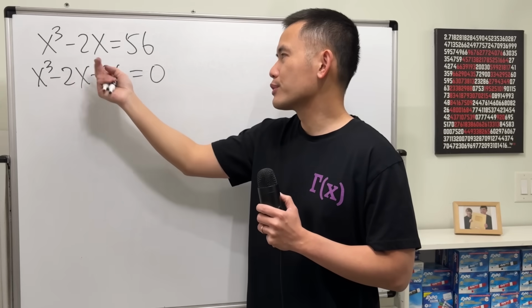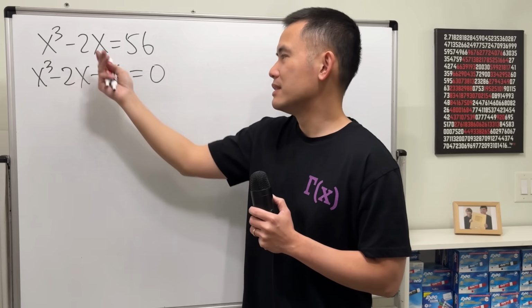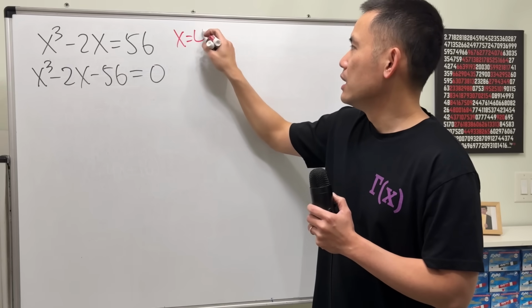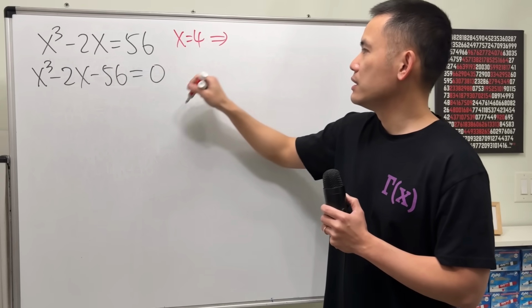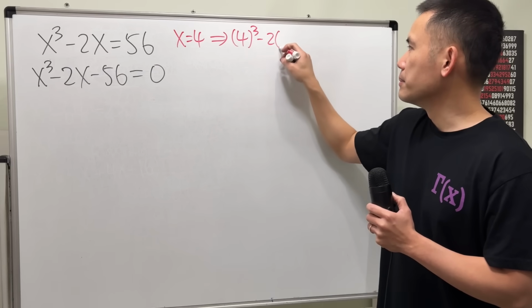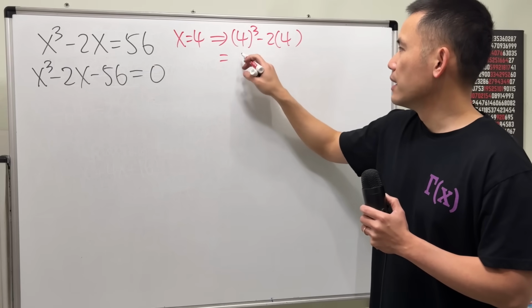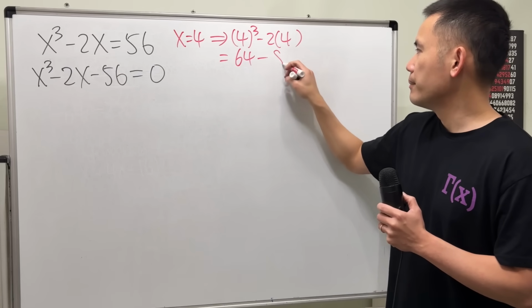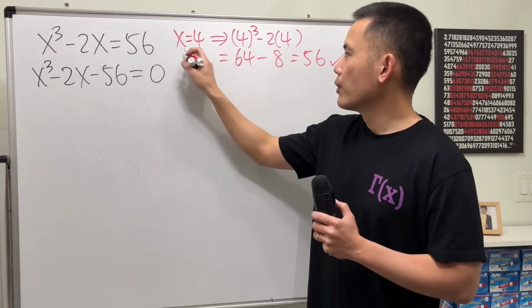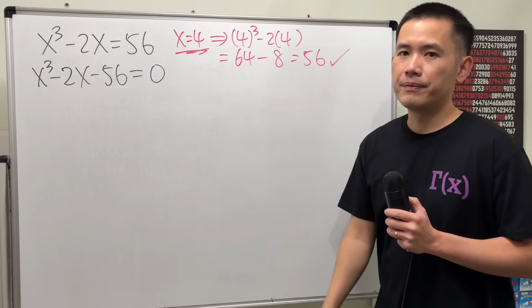X equal to 2 is also too small. X equals 3, it's also not good. X equals 4, I think it's promising. If we have x equals 4, then we see 4 to the third power minus 2 times 4, that gives us 64, and then minus 8 does give us 56. So we know that 4 is an answer.